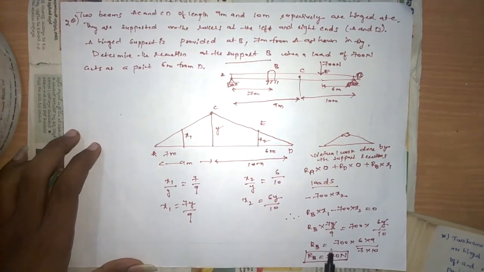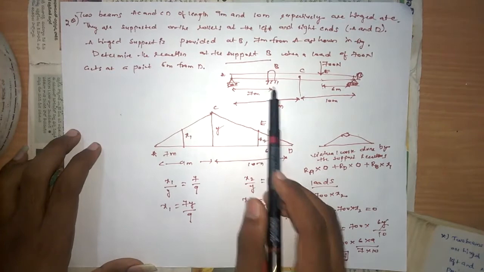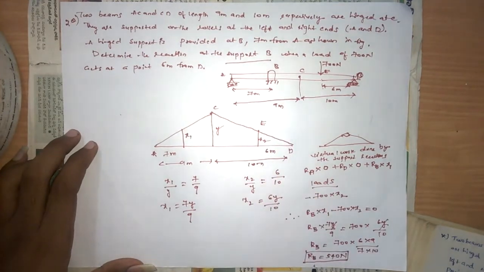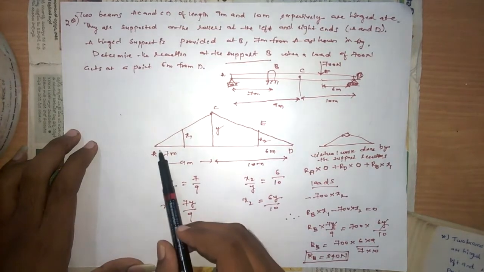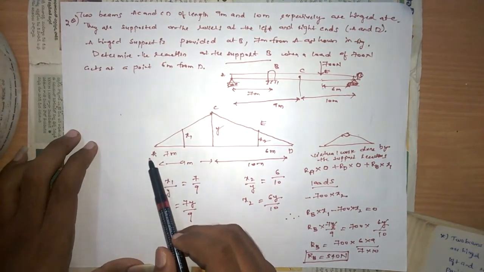Wherever you are asked to find a reaction, there must be a virtual displacement. Due to that virtual displacement, we get that reaction, that is RB. If we are asked to find out the reaction at RA, there must definitely be a displacement. Okay, this is the way to solve the problem.